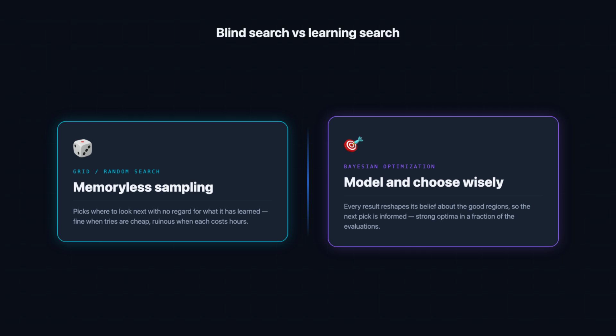Bayesian optimization learns as it goes. Every result reshapes its belief about where the good regions are, so the next choice is always informed by everything seen so far. That's what makes it sample efficient. It routinely finds strong optima in a small fraction of the evaluations blind search would need.